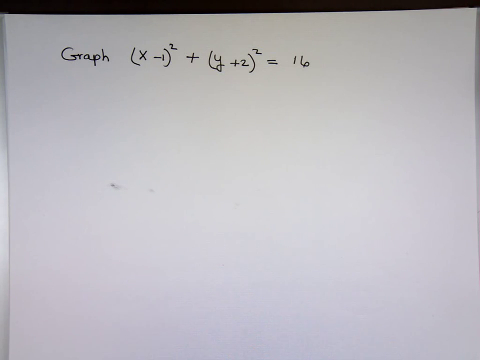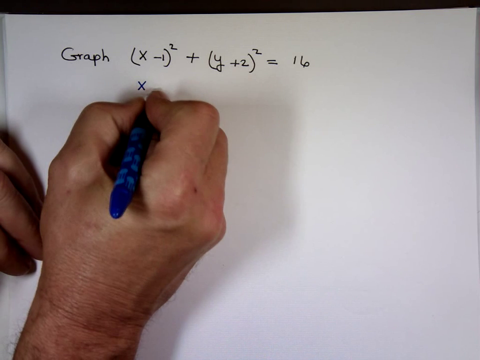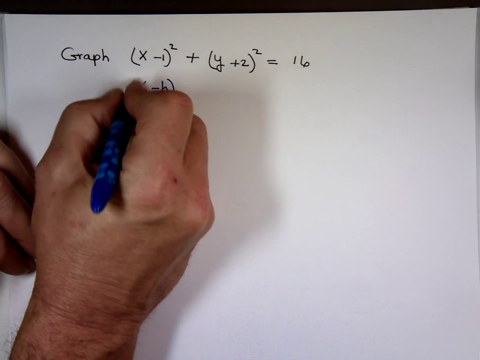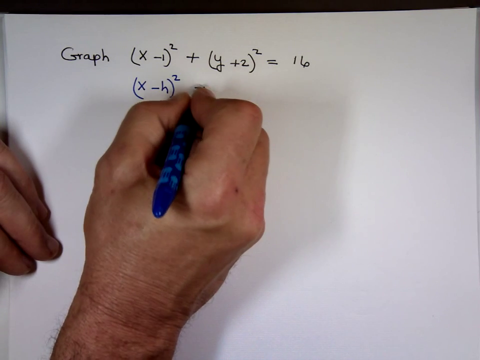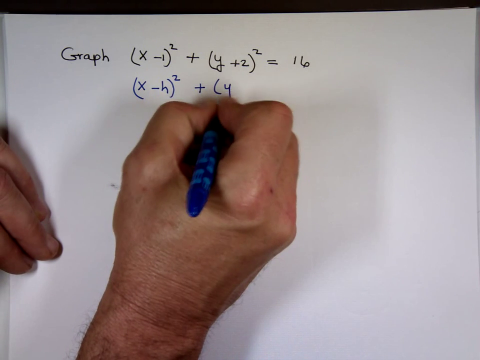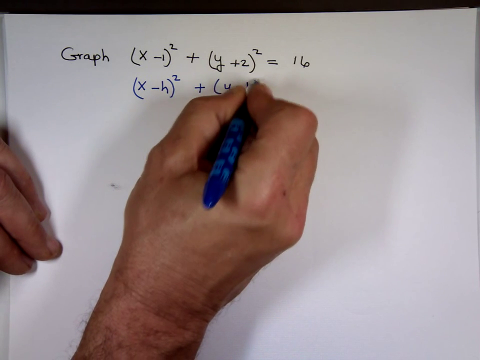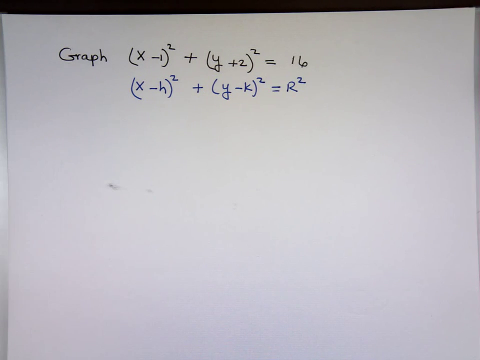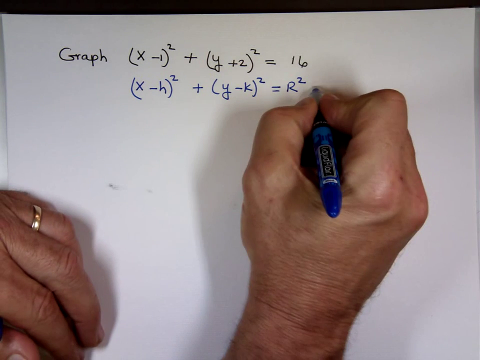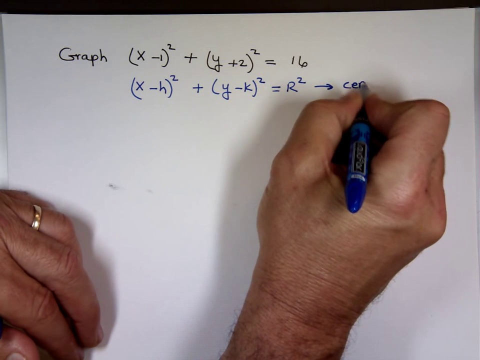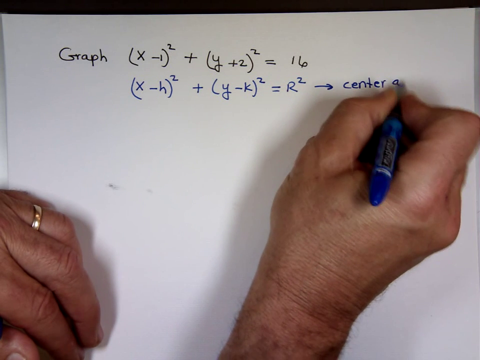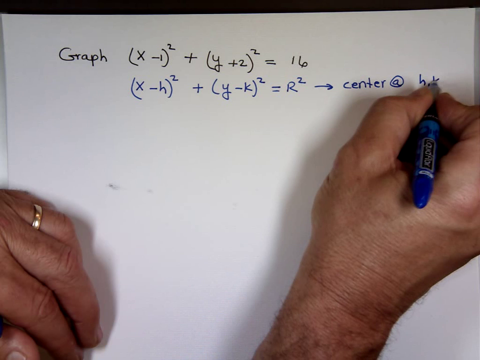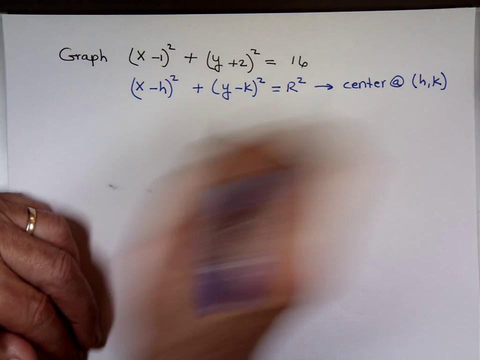Well, let me put the standard form for it. X minus h squared plus y minus k squared equals r squared. I said, if you can put it in this form, then your center is where? At h comma k. And the radius is r.